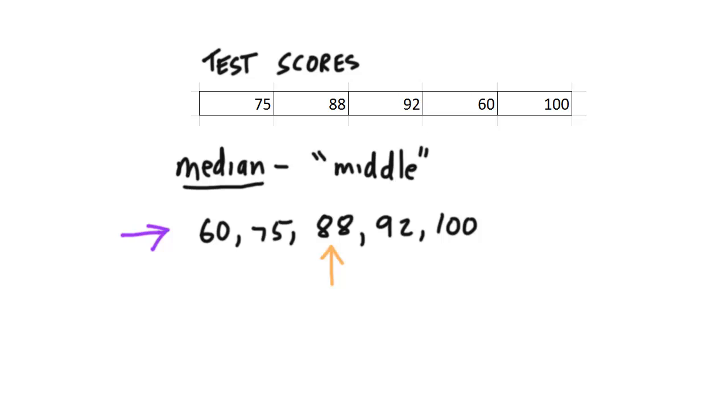So once you find the middle, that is the median. Okay, so the median of this data set is 88.